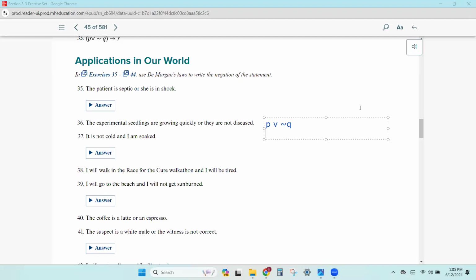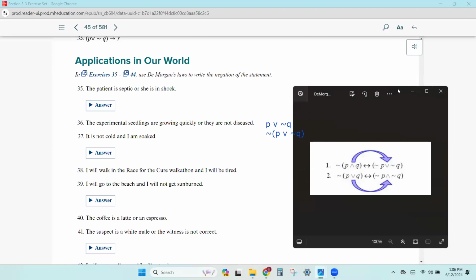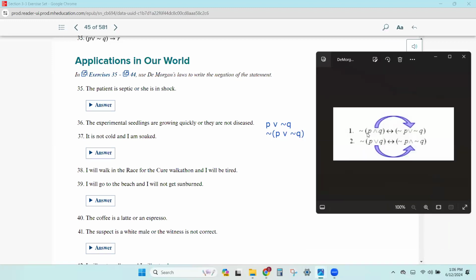All right, so using De Morgan's law, I'm just going to show you. The negation of that P or not Q is what we're doing here. Remember, in order to negate that, we pass it through. It goes to the individual statements, the P's and the Q's, and then it turns that sign upside down. The or turns to an and, like it does in the second one there.